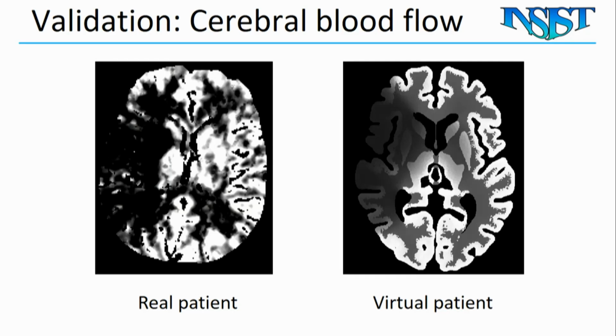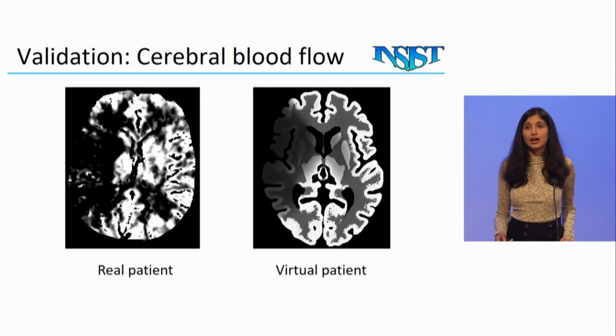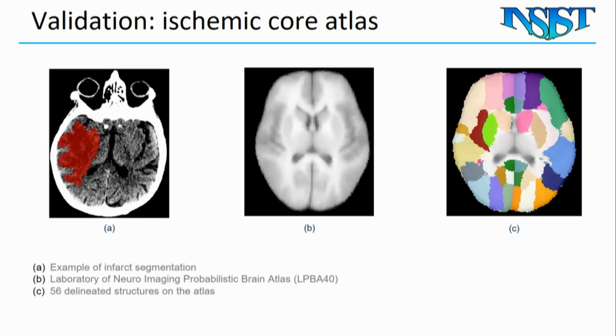The first validation study we performed was using CT perfusion data to validate the tissue perfusion models. On the left here, you see the CT perfusion maps from a real patient. We tuned the virtual patient to mimic the same characteristics as the real patient, and we found comparable results between the blood flow from the clinical data and the virtual patient. Furthermore, we also validated the simulations of the infarct using an ischemic core atlas.